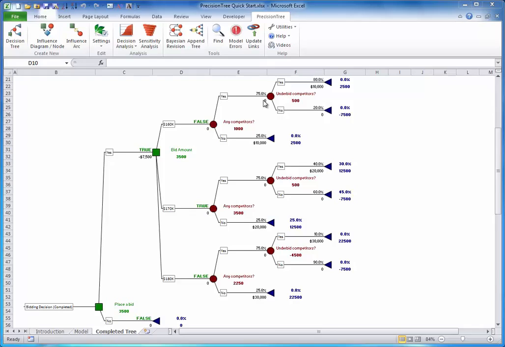Of course, there are monetary consequences for certain events. If the company decides to bid, it must pay for preparing the bid. This is shown as a negative number because it is a cost. If the company eventually wins the bid, it receives the bid amount minus the cost of completing the project.